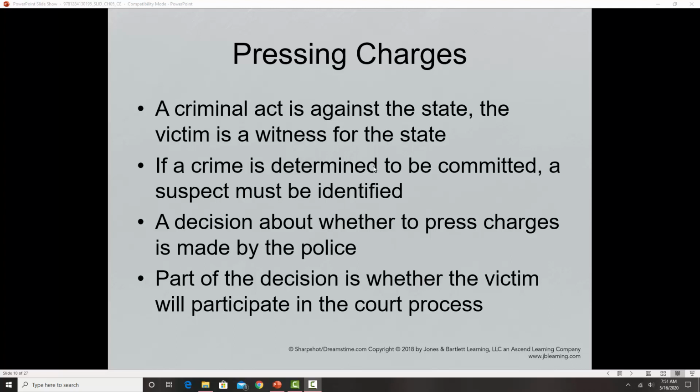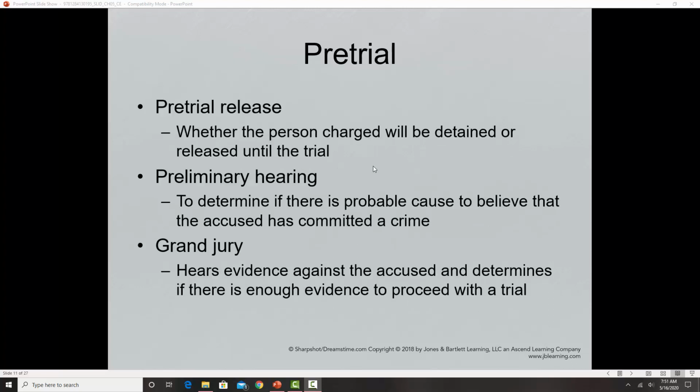Part of the decision in whether the victim will participate in the court process really depends on the victim, on whether or not it will add to the case, whether it will be detrimental to the victim. And really, the district attorney will discuss those things with the victim if they feel like they need to participate. Some people feel like they want to participate because it gives them a sense of power back. But it's really up to the district attorney, the victim, and really the specific case.